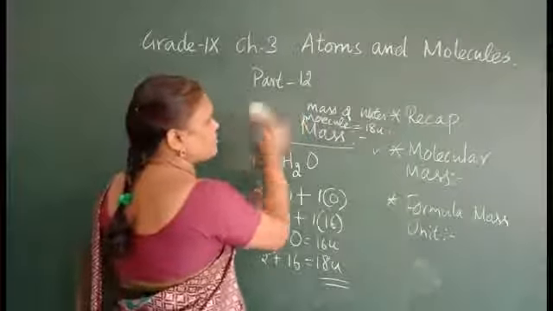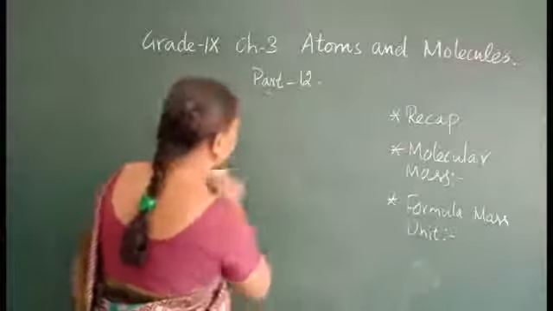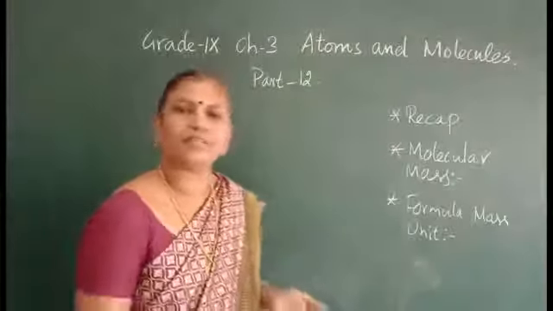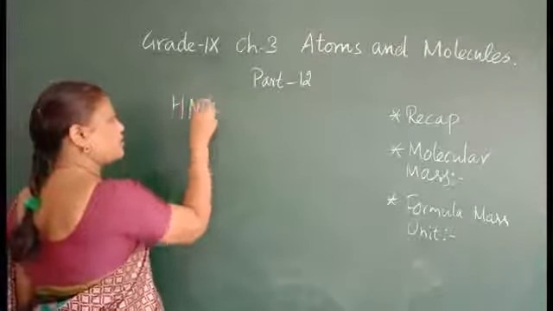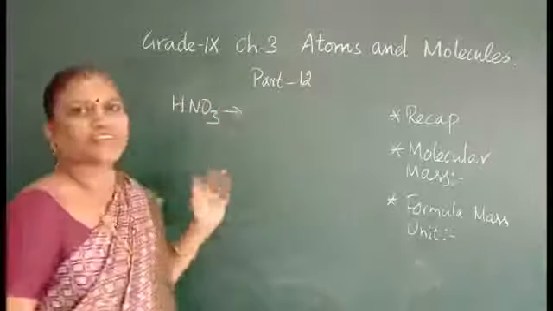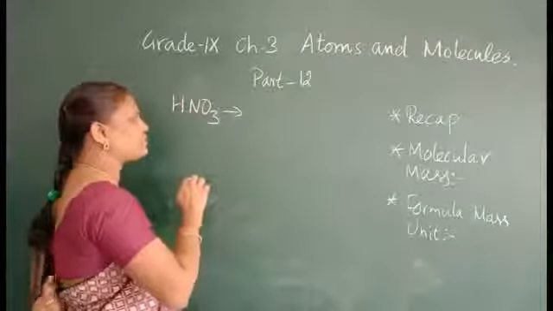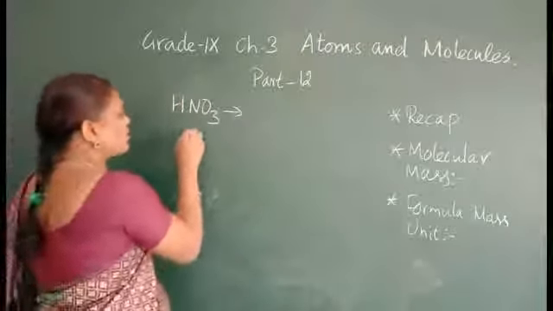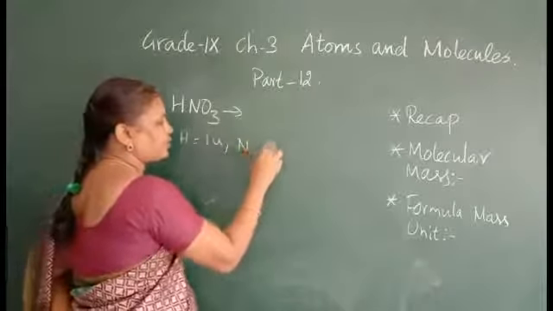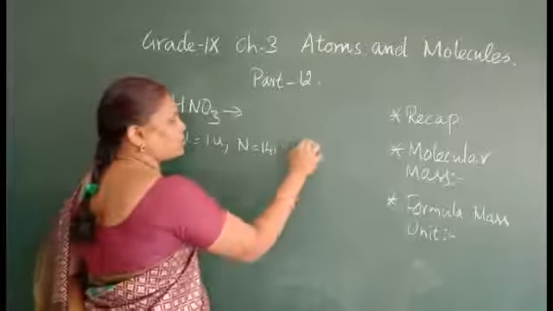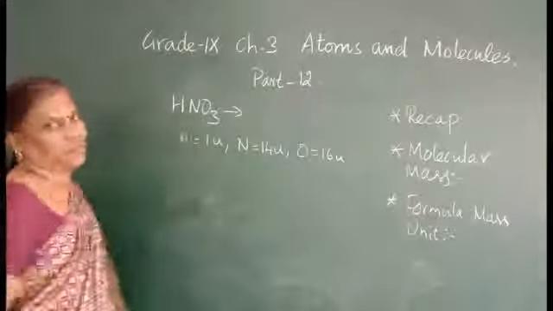Now we have seen the first one. We can find another molecular mass. It is given to find the molecular mass of nitric acid, HNO3. So we have to find the molecular mass for this. For that, what should we know first? What is the atomic mass of hydrogen? 1U. Nitrogen is 14U, and oxygen is 16U. The molecular formula is given already.